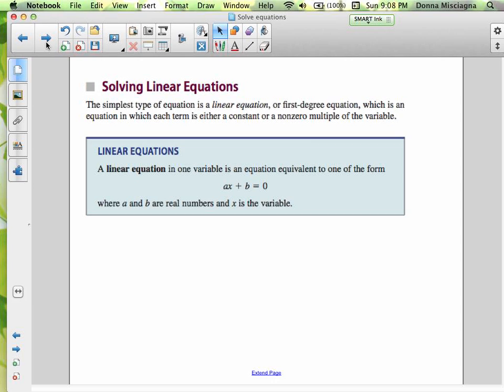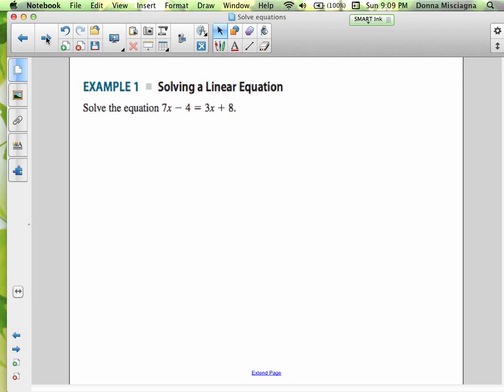Right? So, and you may have more than one x and more than one constant, right? But they're still all raised to the first power. And you can rewrite it in terms of ax plus b equals 0. So here's the first one. Solve the equation 7x minus 4 equals 3x plus 8. All right, so we need to get the variables on one side and the numbers on the other side.